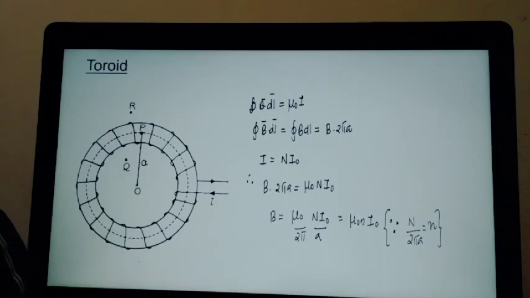Magnetic field is acting only along the axis, and it is given by B is equal to mu 0 n I0, where small n is the total number of turns per unit length. That is solenoid and toroid. Okay, so that is Ampere's circuital law, and this Ampere's circuital law we have used for finding the magnetic field intensity due to a solenoid and a toroid.